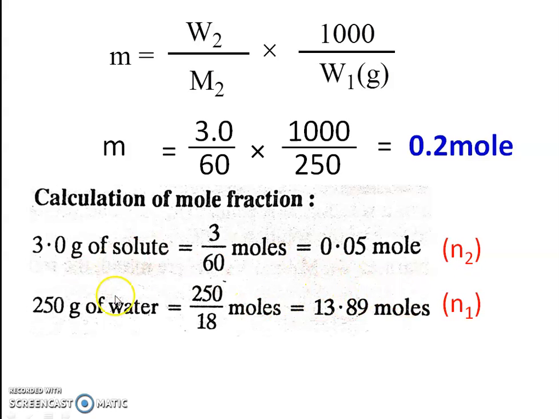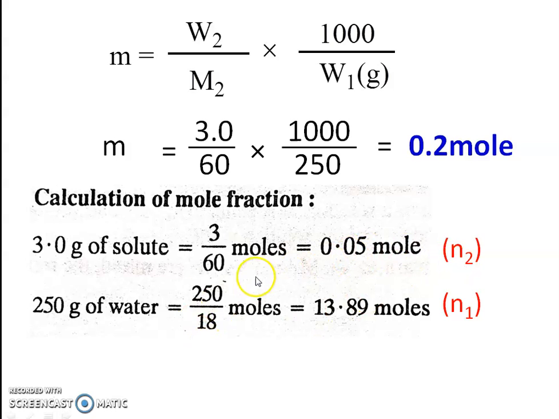Now number of moles of solvent, actually here solvent is water. So 250 gram of water is equal to 250 upon 18 moles, weight of water upon molar mass of water. So this gives number of moles. Now when we solve this, it comes 13.87 moles. So 13.87 moles of solvent is there, and 0.05 moles of urea, that is solute, is there.